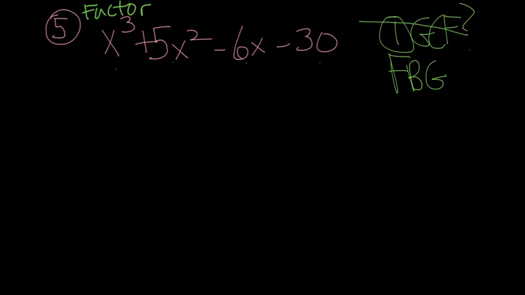So we can group the first two, and we can take x squared out of that. And we can also group the second pair of terms. Hopefully you can see between those two, we can take out a 6. More specifically, since we've got a negative in front of the 6, probably going to take out a negative 6 instead of just 6.